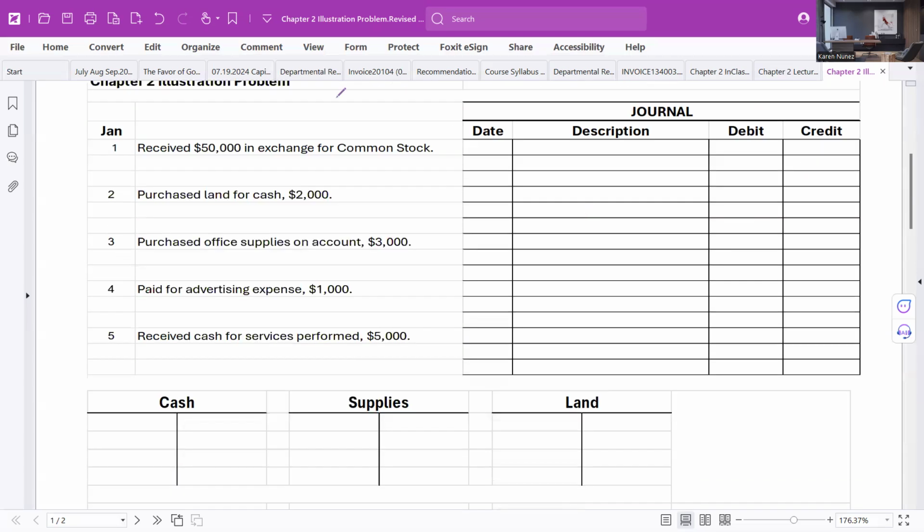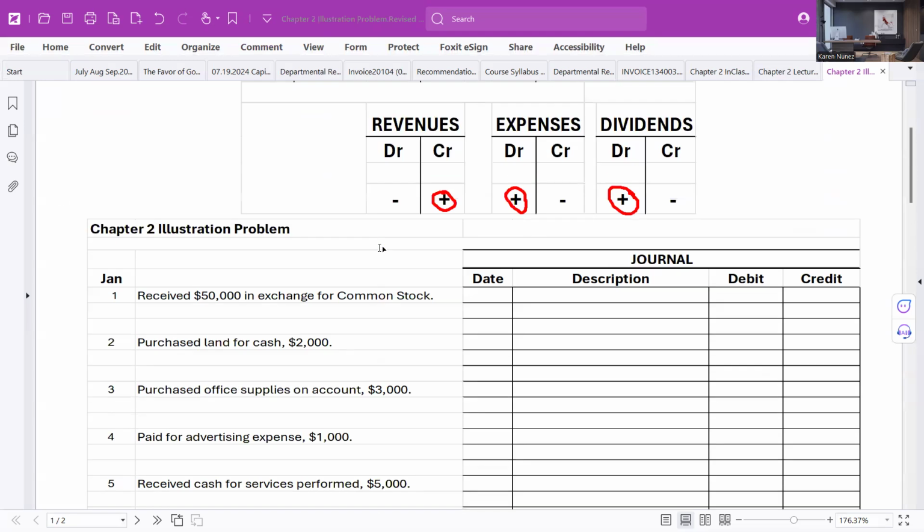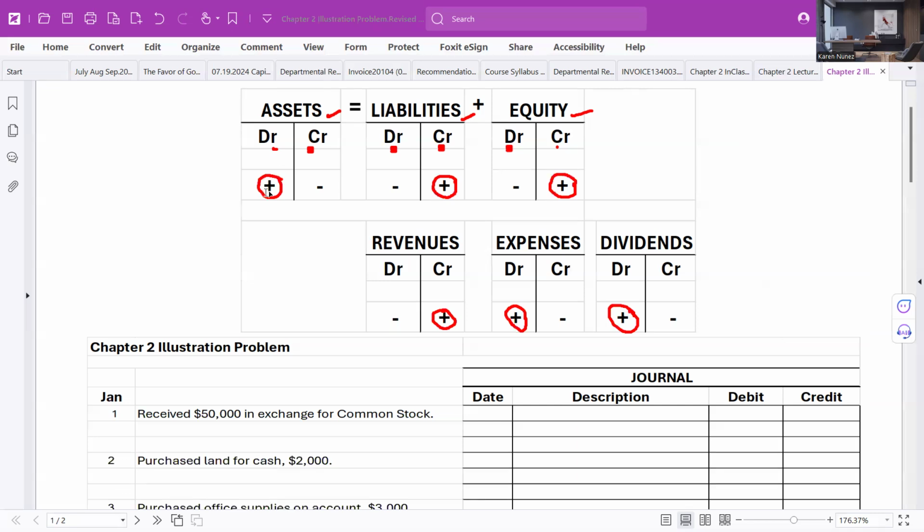So I've got 5 transactions that we're going to look at here. In this case, we have the receipt of $50,000 cash in exchange for common stock. So cash is an asset. How do you increase an asset? You increase an asset by debiting it. So this first transaction on January 1, we want to make sure that we are increasing this asset called cash by debiting it. And now that we've recorded this debit, we need the amount. The amount of this transaction is $50,000. So we've got a $50,000 debit to this cash account.